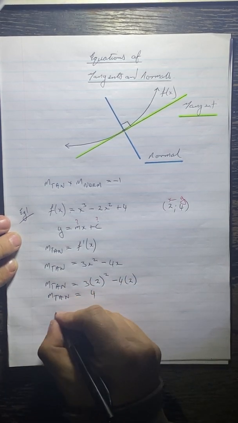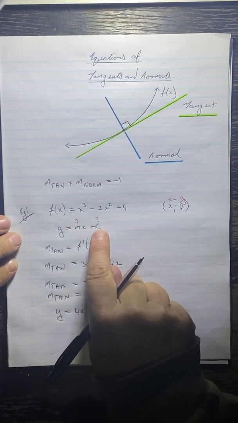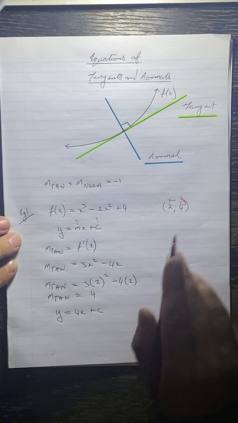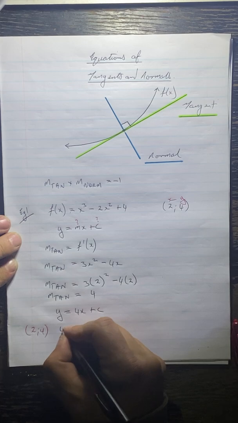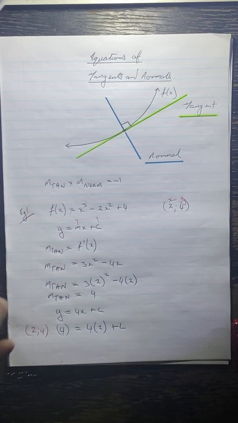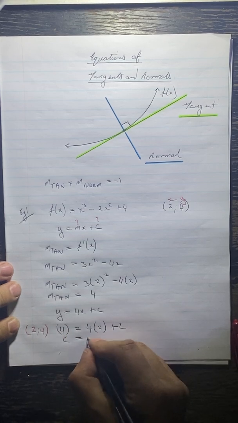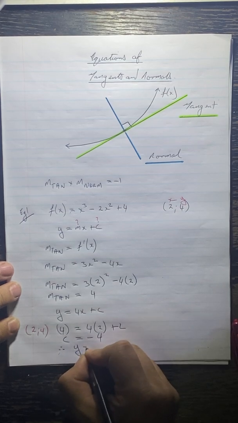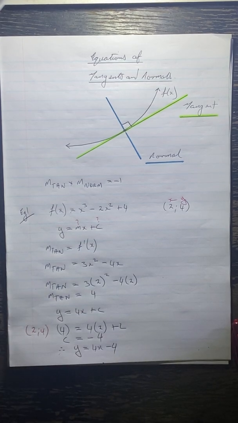All right, so therefore what do we have? We have y = 4x + c, because I've got that m value now. All I have to do now is find that c value, and in order to do that, I substitute my point of contact in. So we substitute this (2, 4) in. That is 4 = 4 times 2 + c. So that means c is equal to 4 minus 8, which is -4. Therefore, the equation of the tangent is y = 4x - 4.